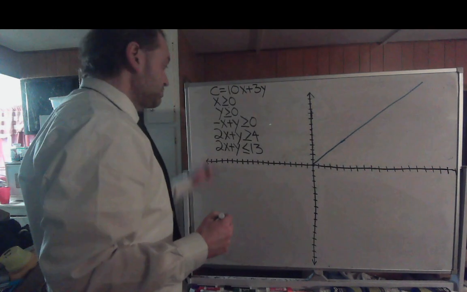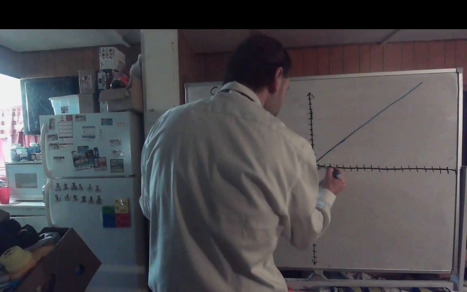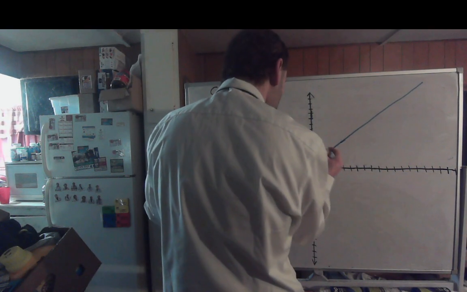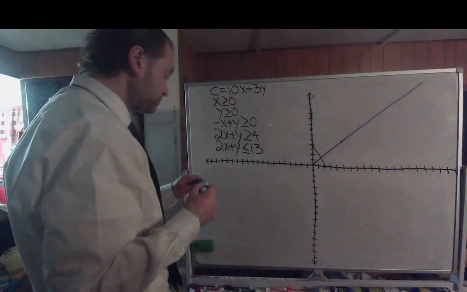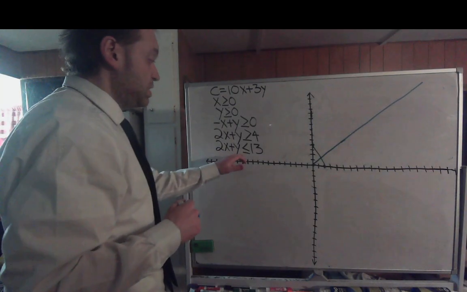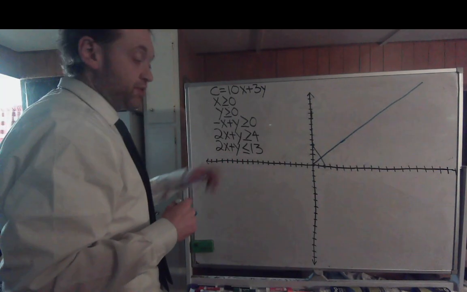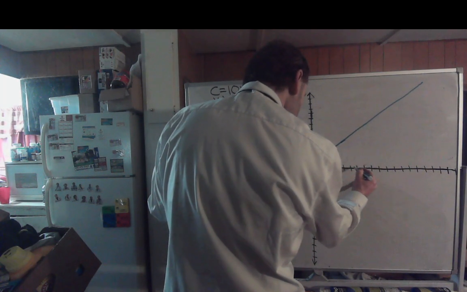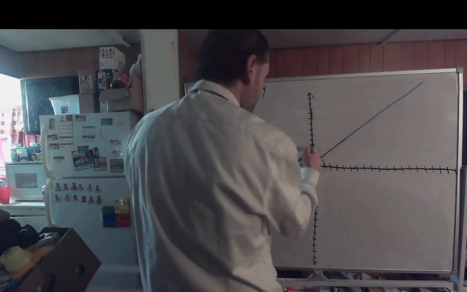Then you have 2x plus y is greater than or equal to 4, so your x-intercept would be at 2, 0. And then your y-intercept would be at 0, 4. We can draw a line to connect those. Then 2x plus y is less than or equal to 13, making your x-intercept 13 halves, which would be 6.5, 0. Which would go right there, and your y-intercept at 0, 13.